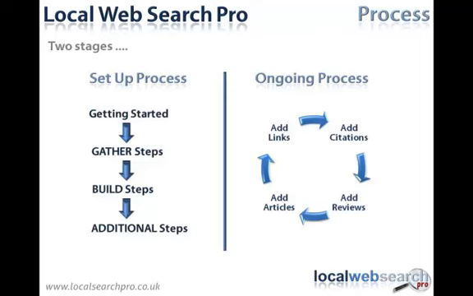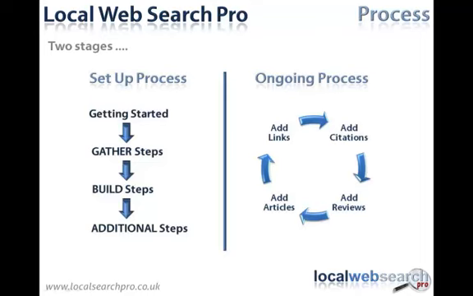Then we will come on to the build steps. Now, this is the section where we will actually build our online and mobile presence. We will build our Google Places page, we will build our Yahoo Local and Bing Local presence. We will enhance our online presence with business directory listings, for example. This is where we will put to use all of the stuff we learned and documented in the gather steps and actually build a great online presence.